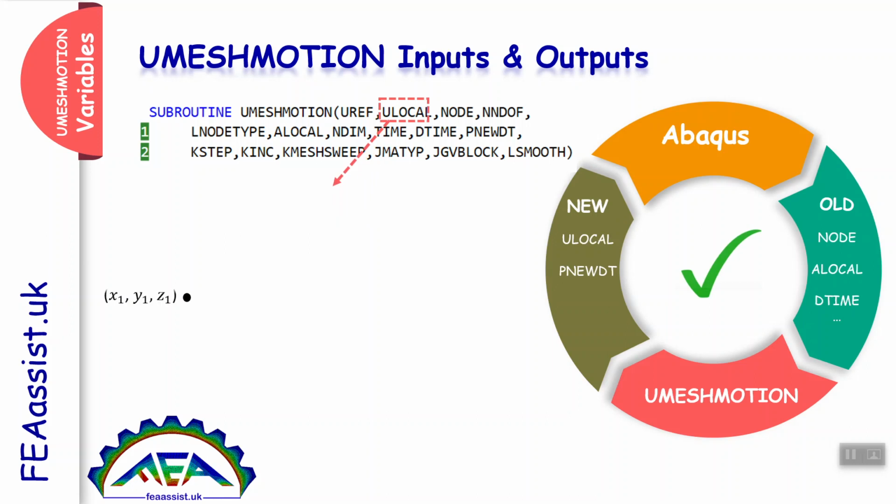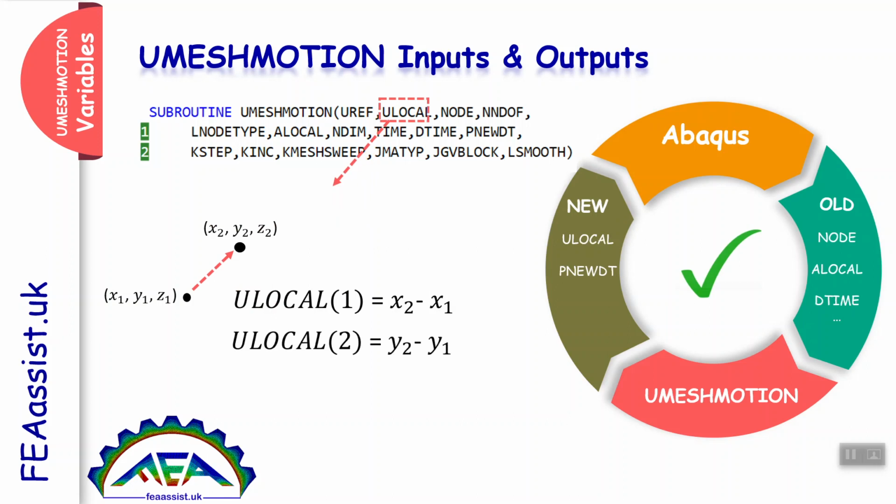Consider you have a point x1, y1, z1. This point is going to be transferred to point 2. So U local 1 is the displacement or velocity in x direction, U local 2 in 2 direction, the y direction, and U local 3 in 3 direction or z direction. And these variables need to be well explained to understand the UMesh motion, which is one of the complex subroutines in Abaqus.